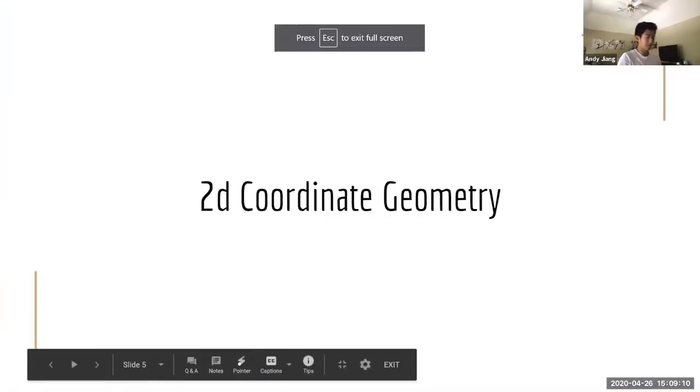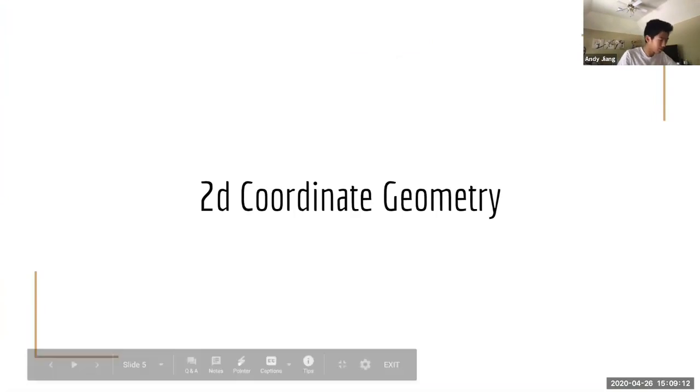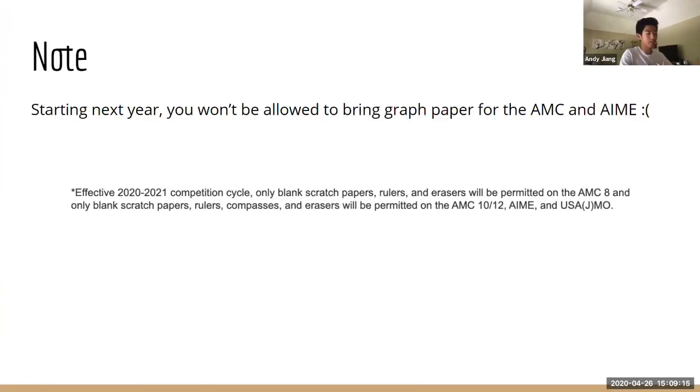All right. So hopefully that was pretty quick. So we're starting with 2D coordinate geometry. Now it has a pretty bad reputation. Oh, first off, starting next year, we won't be able to bring graph paper for the AMCs and AME. This year and the years before, we were able to bring graph paper, and that helps a lot. I'm not sure if they provide it, but I know that at least we won't be able to bring it ourselves. So make sure you bring a ruler and a compass if you're able to for the AME, because those will be really useful. Sometimes you can even guess the answer by drawing a good diagram.